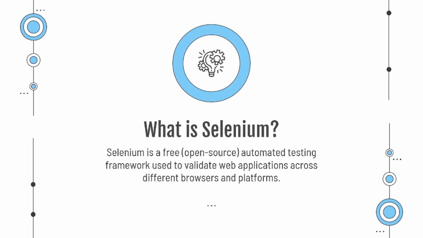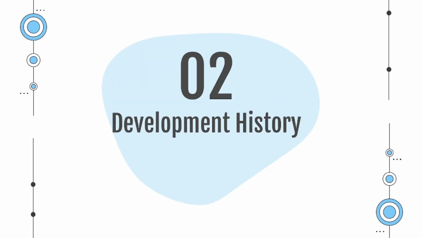Selenium is a free open source automated testing framework used to validate applications across different browsers and platforms. You can use multiple programming languages like Java, C#, Python to create Selenium test scripts. Testing done using the Selenium testing tool is usually referred to as Selenium testing.